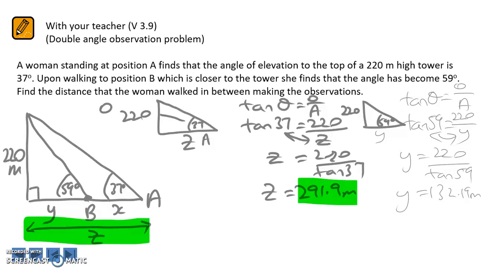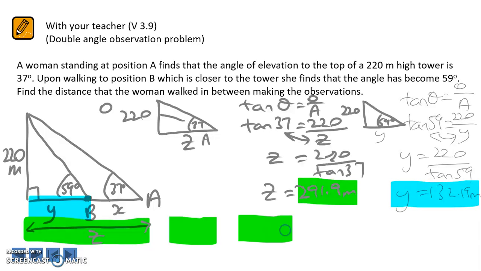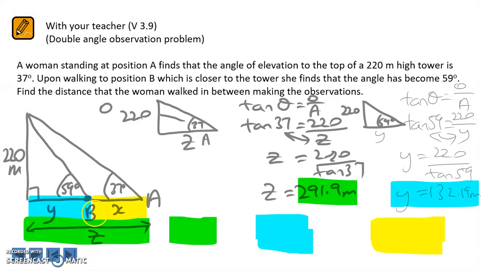So now we have the total distance, which is 291.9 metres. We have distance y, which is 132.19, and if we take 291 and we take away 132, we'll be able to get distance x, which is our unknown distance travelling from A to B. So what are those numbers? 291.9 minus 132.19 will give us a distance of 159.76 metres.